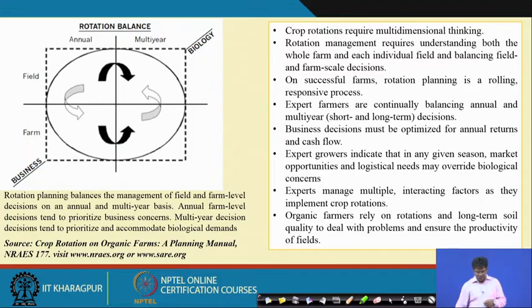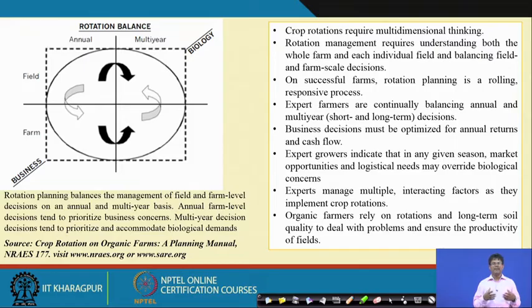Then on successful farms, rotation planning is a rolling and responsive process. As you go through rotations, you should get response from these rotations, and expert farmers are continually balancing annual and multi-year decisions, because annual means short term plan and multi-year is long term plan. So, when you go for rotation design in a farm, we look for both, we look for the annual and we look for the multi-years.